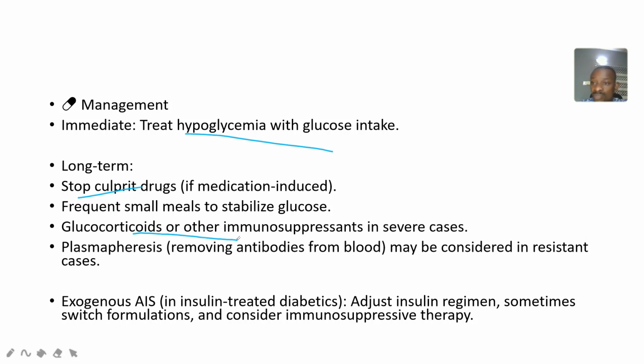Glucocorticoid or other immunosuppressants so that it will calm down your immune system to stop attacking the insulin. The plasmapheresis, this is when the antibodies against insulin are too much in the blood, they do some procedure to actually exchange your blood and clean it up, to clean the antibodies out.